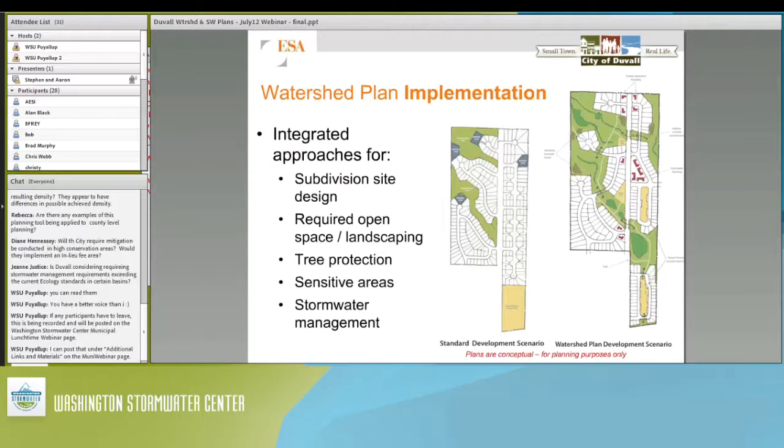Is Duvall considering requiring stormwater management requirements exceeding the current Ecology standards in certain basins? So I think that they're definitely considering different stormwater management requirements for different areas around the community. I talked a little bit about the Snoqualmie River as a receiving water body within a quarter mile, and considering opportunities to extend or expand that flow control exemption to other areas where there is existing infrastructure that provides conveyance down to the river. So that's potentially allowing for additional development in those areas.